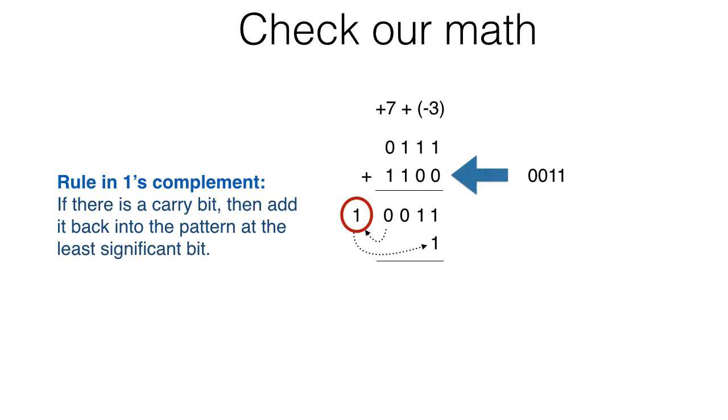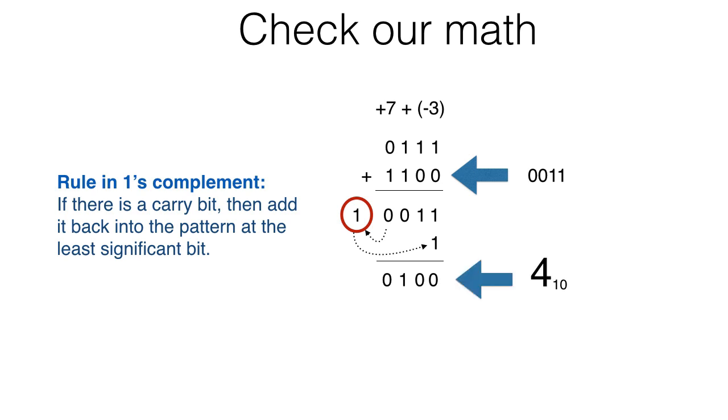Now let's add again. Ready? So I got 1 plus 1, that's 0, carry the 1. 1 plus 1, that's 0, carry the 1. I got 1 and 0. Now let's check our math. Are you ready? 7 plus negative 3 is equal to what?